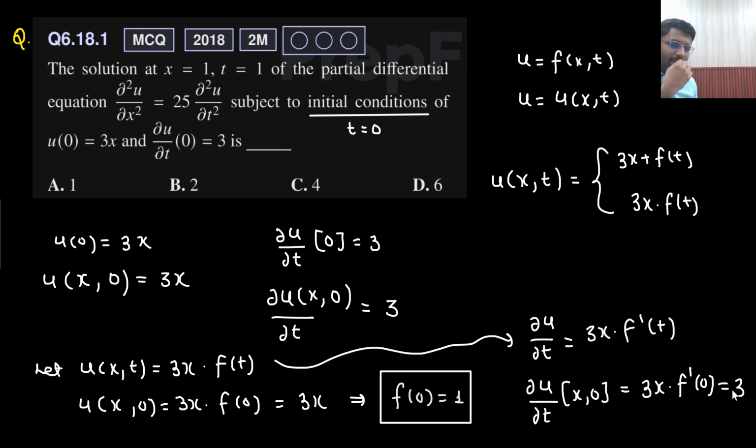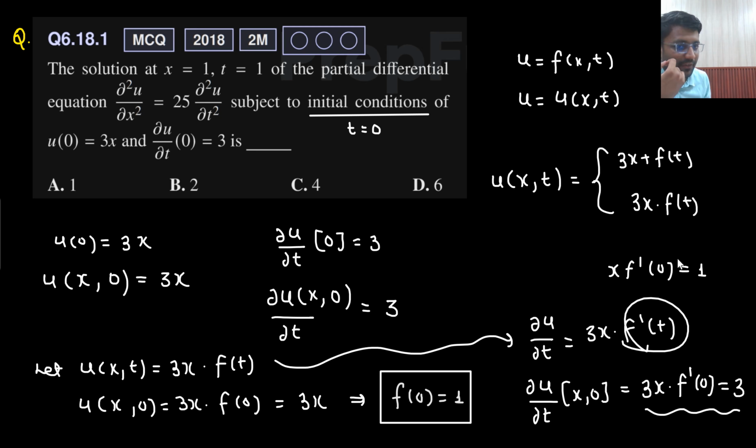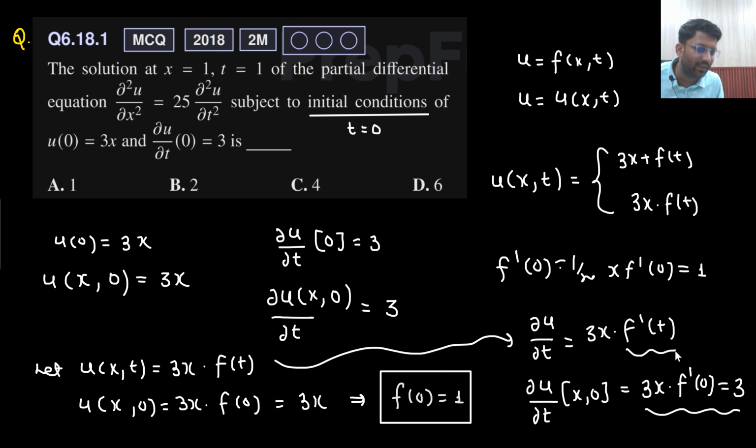These should be equated. If I equate them, then here I am getting the condition x times f dash 0 should be equal to 1, so f dash 0 should be 1 by x. Is it possible that your function of t has to be a function of x? No. When you differentiate a function of t and put t equals to 0, it should be a function of t only, no?